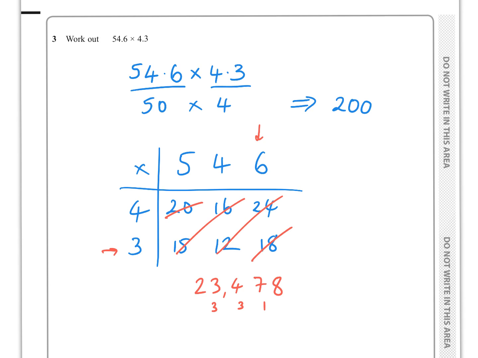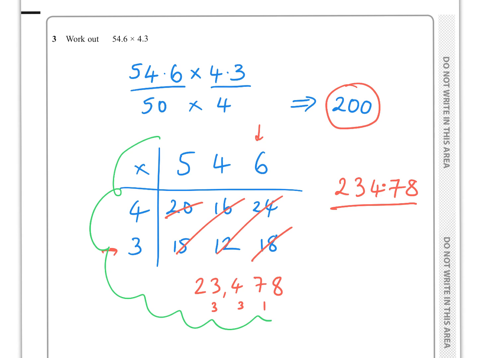But the answer wouldn't be 23,478. Let's think carefully. We're looking for a number around the size of 200, so in the 200s. Well, 234.78 would be the answer. So don't forget, however you do your method of multiplication is completely up to you, but the important thing is to know where to put the decimal point at the end, i.e. where the number makes sense, because we wanted 54.6 times 4.3.